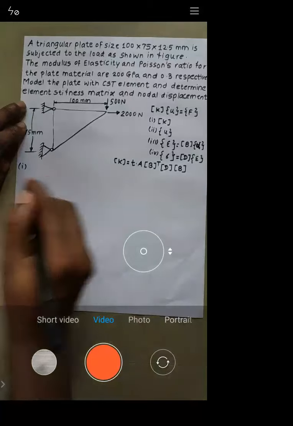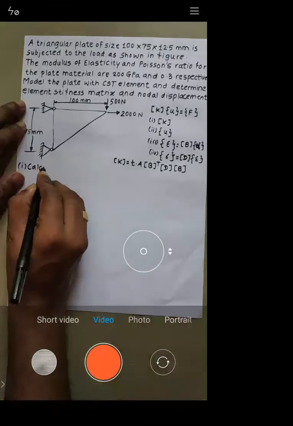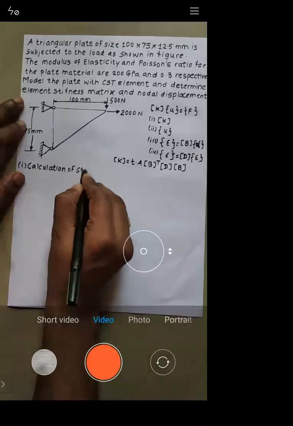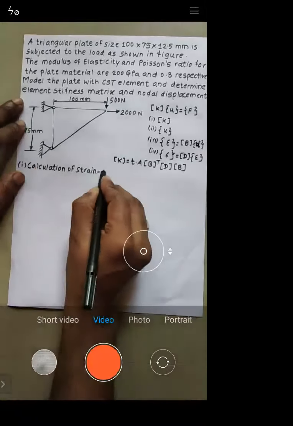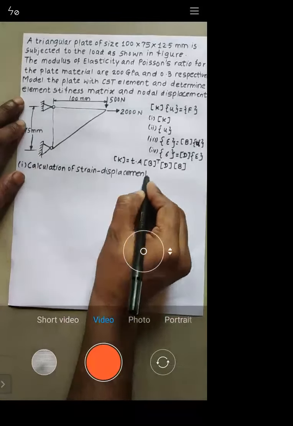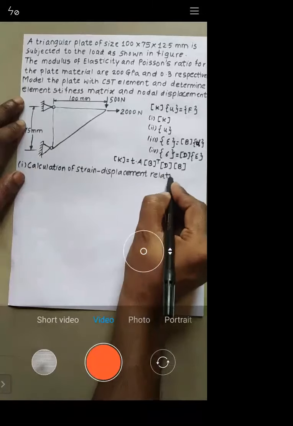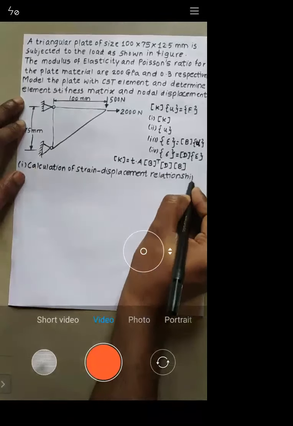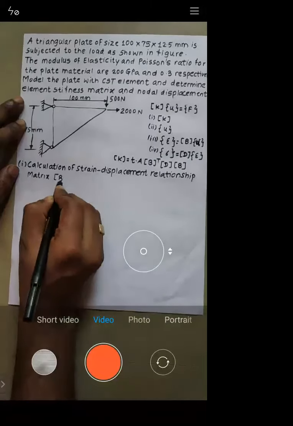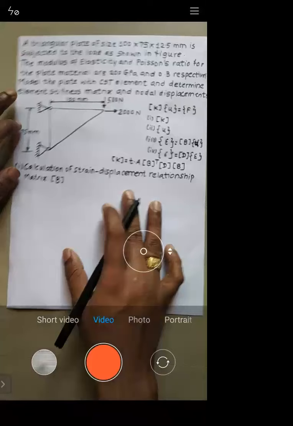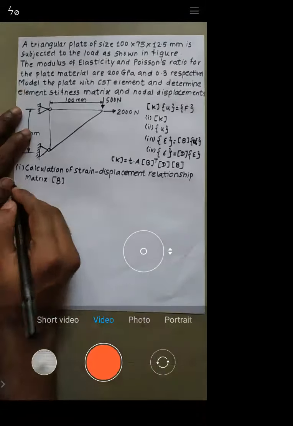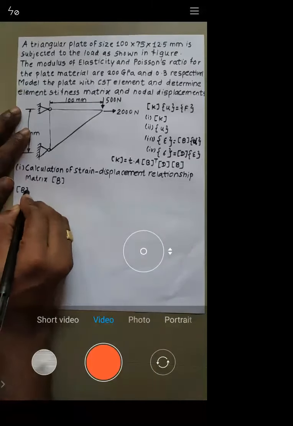We'll start first with the calculation of the strain displacement relationship matrix, and that is indicated by B. Now see, all of you know the formula for B. What is the formula for B? I will first write down the formula.